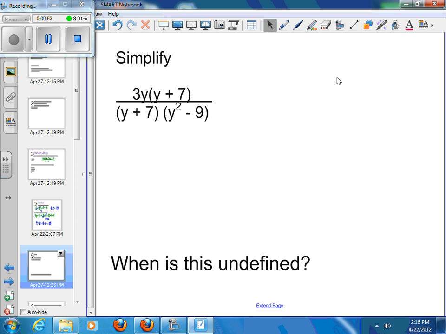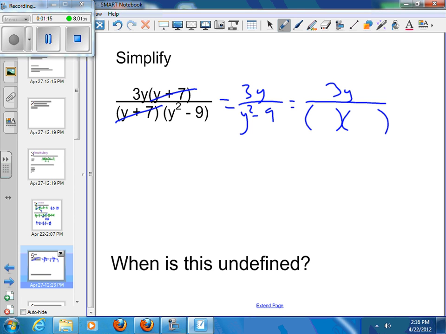So in this case, we're going to look at the top and the bottom, and we're going to simplify what has the same. So we've got a y plus 7 and a y plus 7. So I end up with 3y over y squared minus 9. And then I'd have to look at what the y squared minus 9 actually is. And if you remember your factoring here, this is a difference of two squares. So this is a y minus 3, y plus 3.